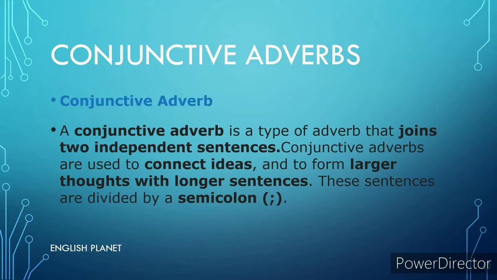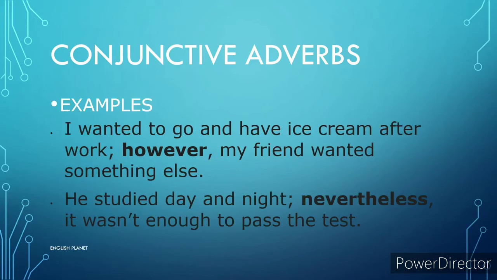Conjunctive adverbs. They basically join two sentences. Conjunctive adverbs join two sentences. And these two sentences are divided by a semicolon. Examples.